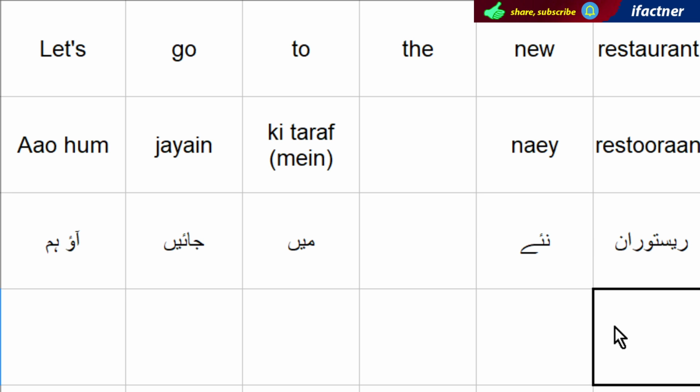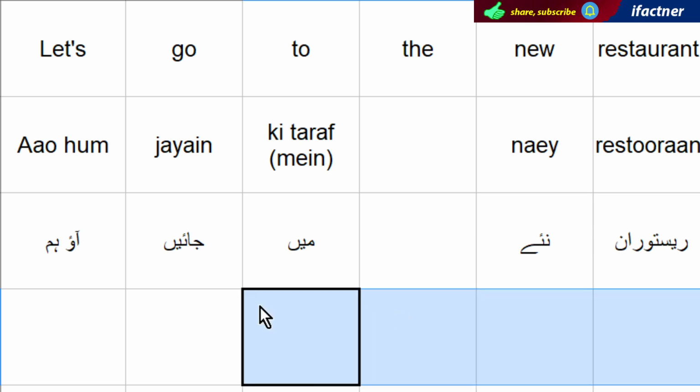But in Urdu we start with the subject. So we will start with this sentence आओ हम, with these words आओ हम, and then comes the object, which is नए restaurant, and then we will say में जाएं, or you can say आओ हम नए restaurant चलें. So instead of में जाएं, we can also say चलें.